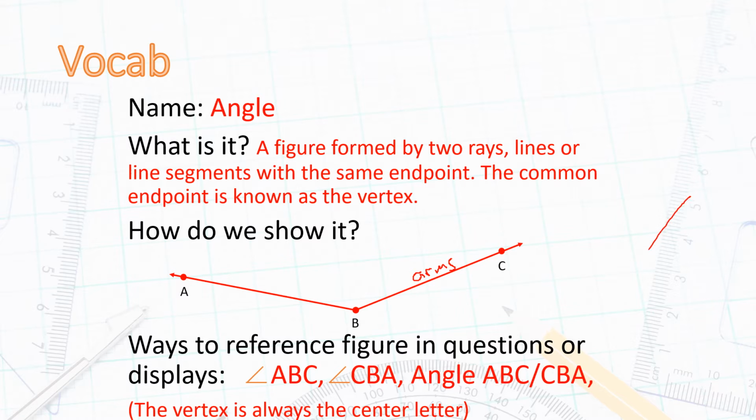Now you may also see it as two lines or line segments that intersect, and that will also come together at a point, and then you will have angles resulting from that.